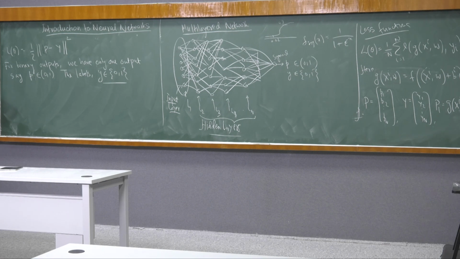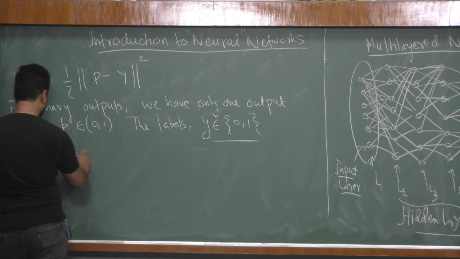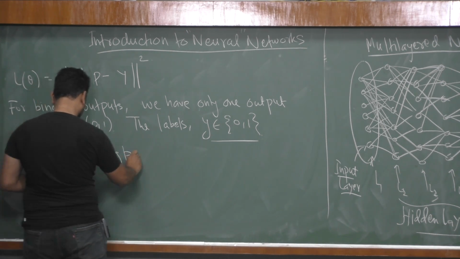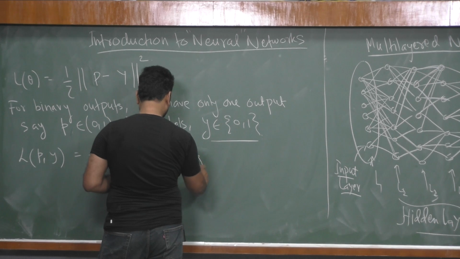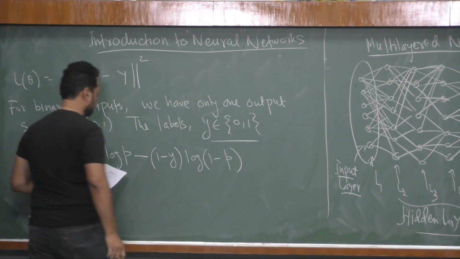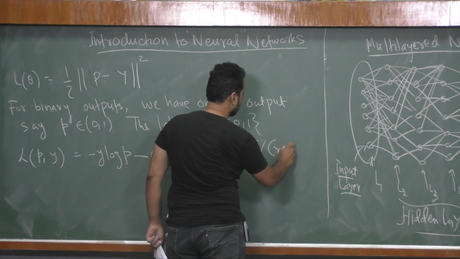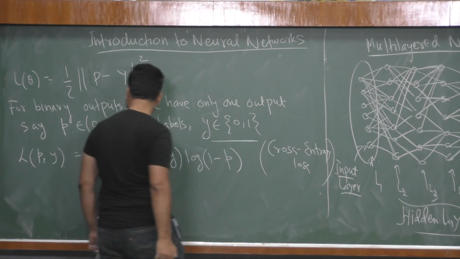In this case, the loss function we can define to be something called cross entropy loss. This will be L computed between p and y, and this will be minus y log p minus 1 minus y times log of 1 minus p. Okay, so this is called cross entropy loss. This is used for binary classification.